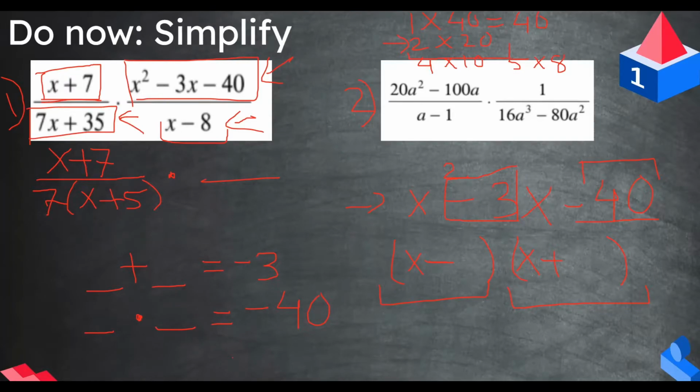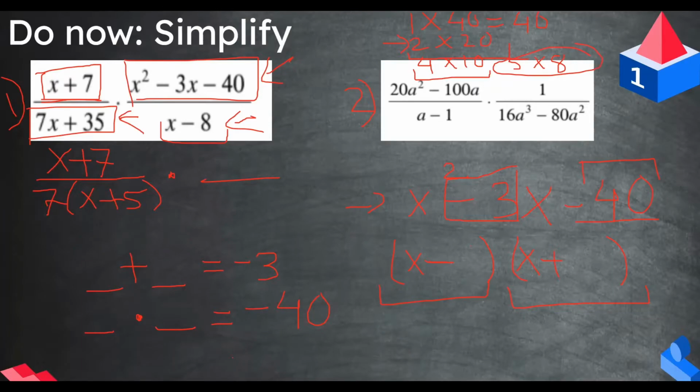Now here's another thing. I already told you that one of the numbers is going to be positive, the other one is going to be negative. So you know that you have to subtract one number from another. So let's look at 4 and 10. If you subtract 4 from 10, do you get -3? Or if you subtract 10 from 4, do you get -3? No, nope, you don't. But 5 and 8 will work.